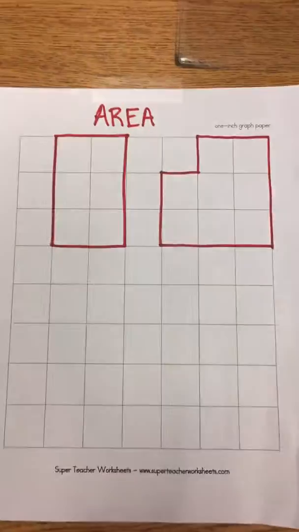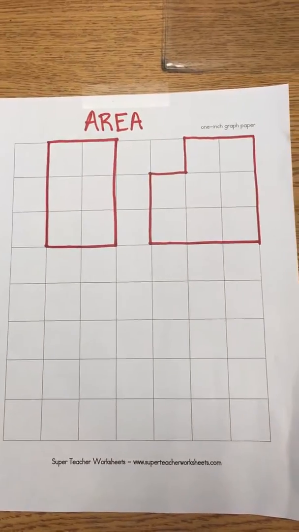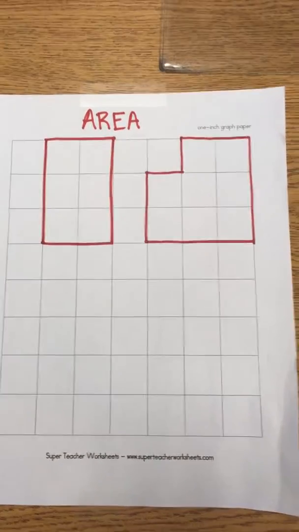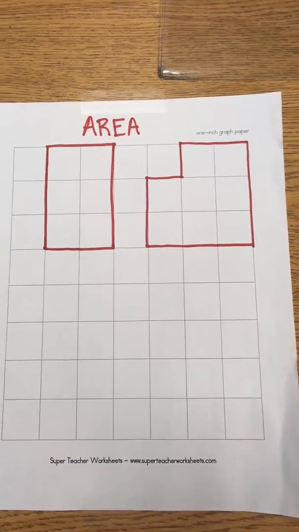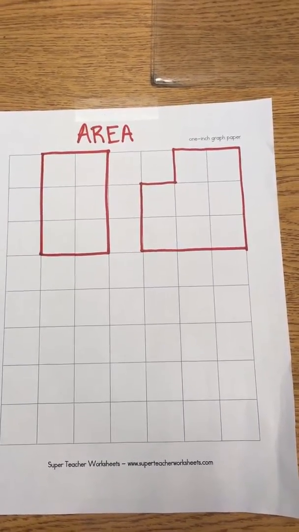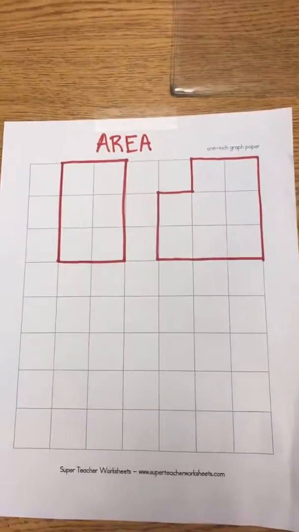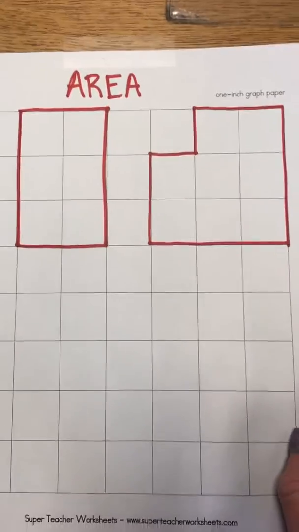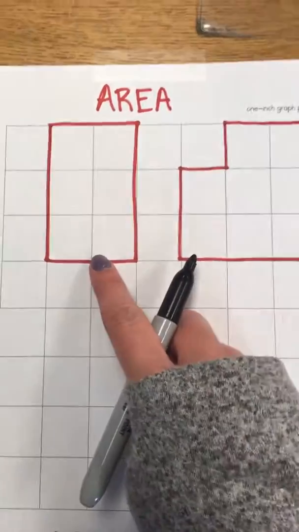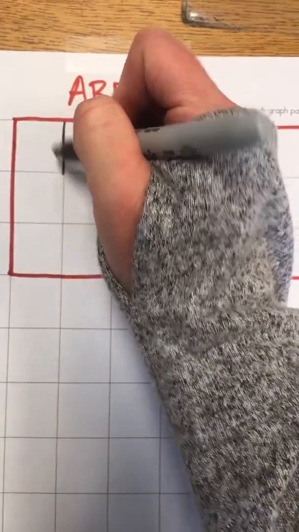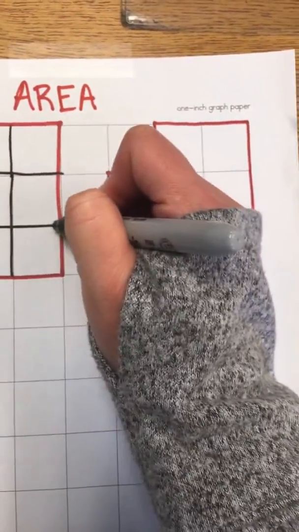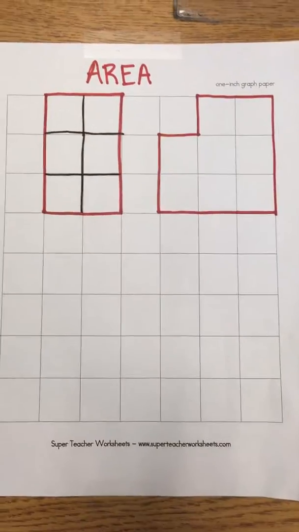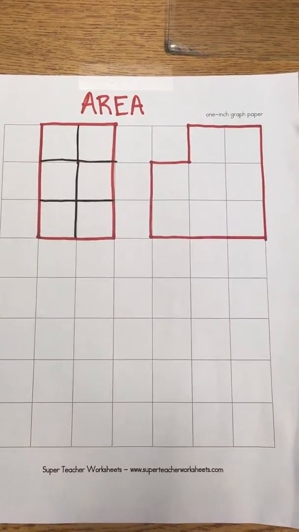So I'm going to turn my camera around so you can see my paper. Okay, so here is my paper. This might look familiar because we did our perimeter lesson on similar paper. What we're looking at this time though is the inside square units. We're going to start on this grid paper because you can actually see the square units inside the shape. You see those square units inside the shape?